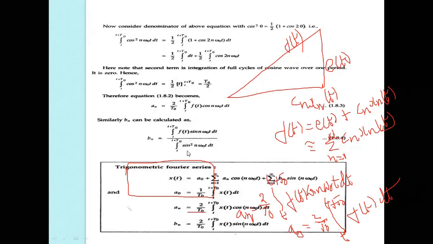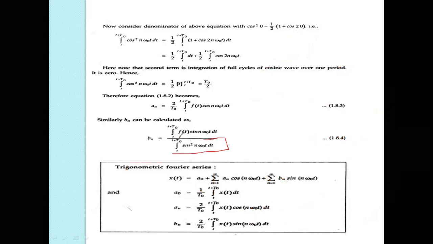And a naught is equal to, here you can take the 2, my dear students. Some mistake is there, the 2. Otherwise, you can keep a naught by 2, and it is 2 by T naught. Otherwise, it is 1 by T naught, which means it's a naught. A naught by 2 by keeping 2 by T naught here. Otherwise 1 by T naught, but change this function as a naught.